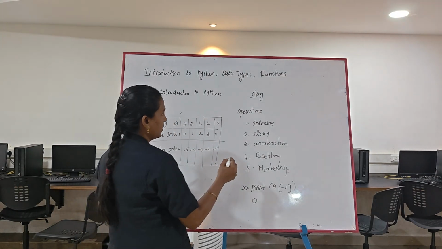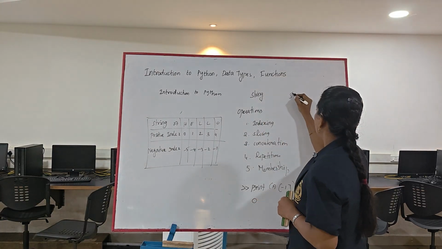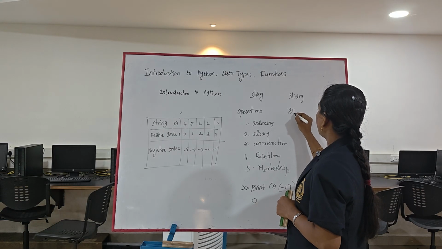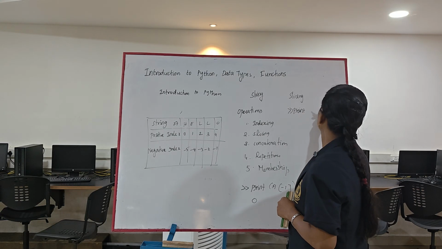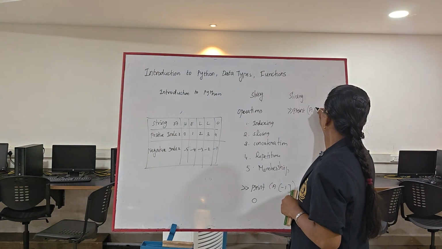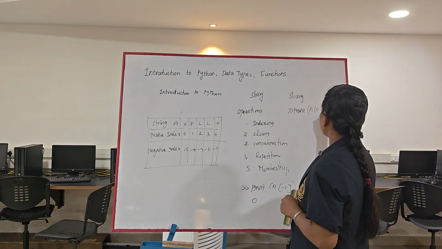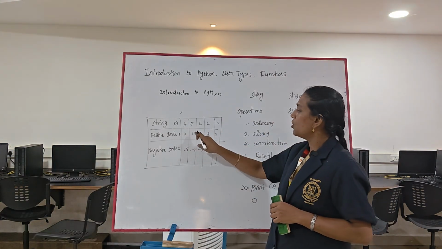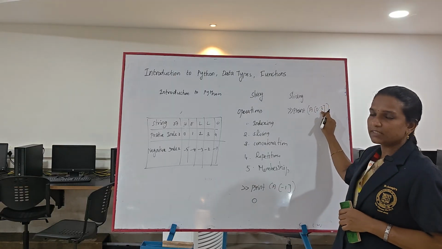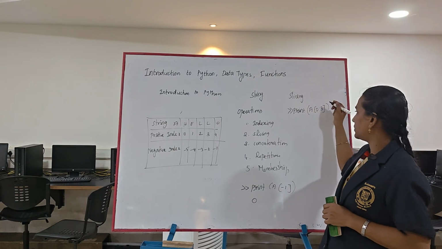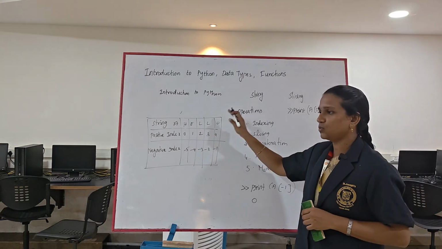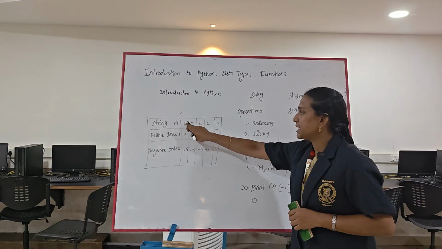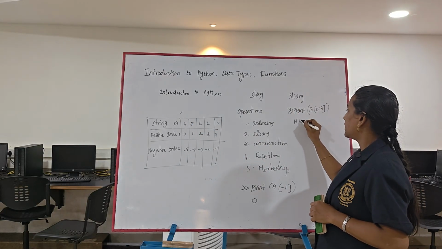Slicing example. If I give print A of 0:3, it starts from H, that means 0. For 3, if it is n, we have to stop at n minus 1, so 3 means 2. It takes the values 0, 1, 2. So that means HEL. Our output is HEL.